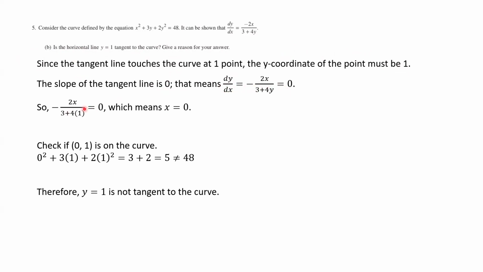That means dy/dx, the slope of the tangent line, is equal to 0. So the y-coordinate must be 1, so I plugged in y as 1 there, which means x is 0. This, by the way, is the dy/dx, right? I plugged in y as 1. Solve for x, it's clearly 0. Now we need to check if (0, 1) is on the curve. So we plug in x is 0, y is 1 into here. 0 squared plus 3 times 1 plus 2 times 1. That's 3 plus 2, which is 5. Clearly does not equal 48. So it's not on the curve. Therefore, y equals 1 is not tangent to the curve.